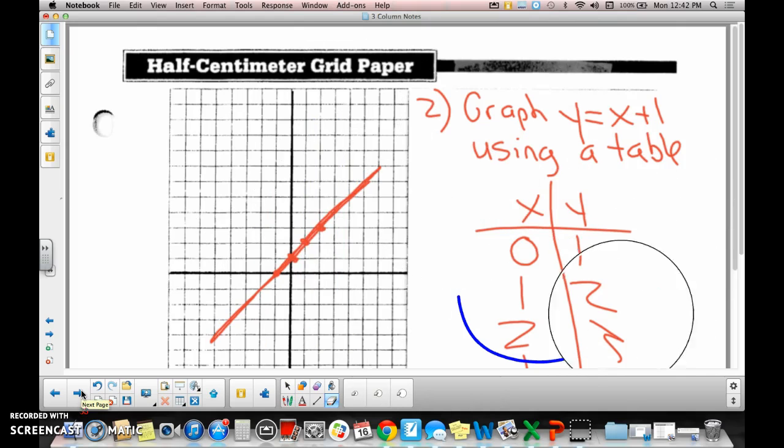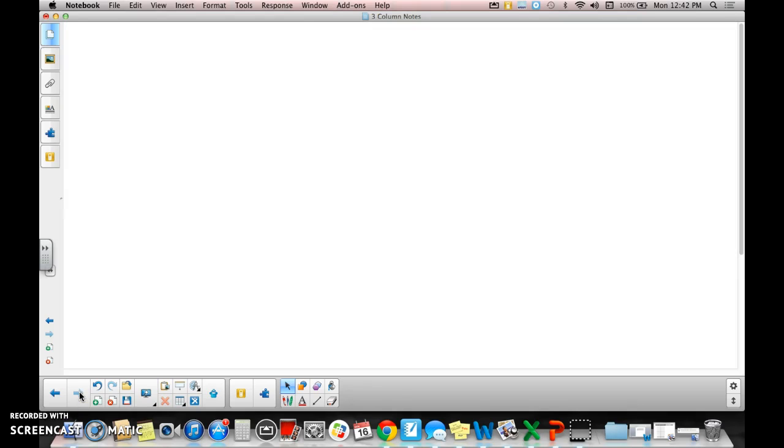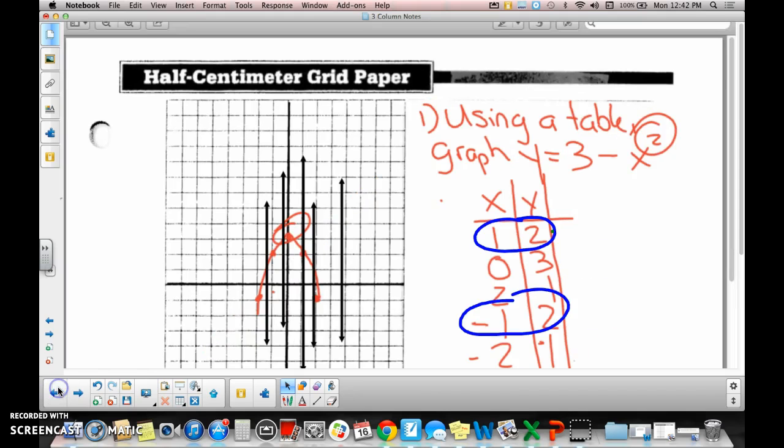Okay, any questions on that? Really, those are the 2 main points. When you have a function, you can use the vertical line test to prove it, or you just look at the input and the output tables if you have those created. We don't have a graph there.